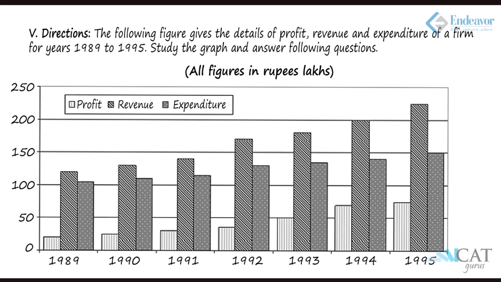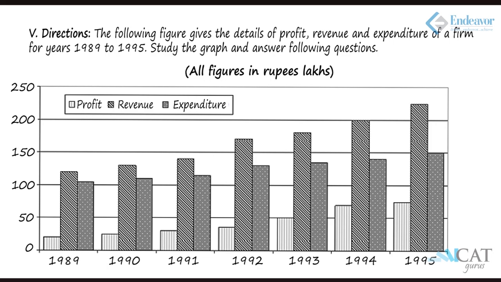Now, what exactly are they? Let's have a look at the directions. The following figure gives the details of profit, revenue and expenditure of a firm from 1989 to 1995. Now each cluster represents a year. So the first cluster is 1989 where there is profit, then revenue and then expenditure. So 7 such clusters, which means 7 different years. So this bar graph has representation of 7 years across 3 different data points.